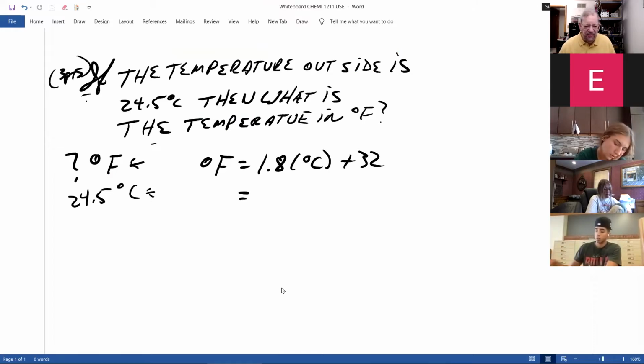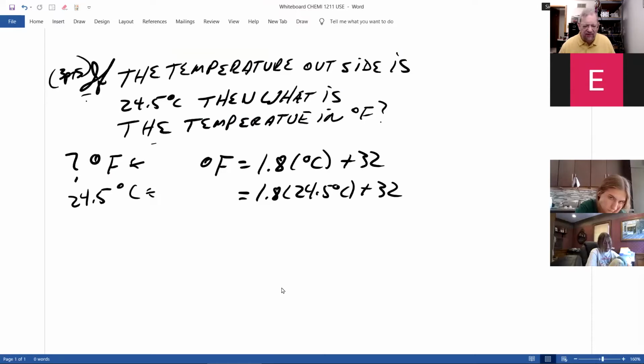And now I'll put in my degrees C. And remember, do the multiplication first, then the addition. Remember, 1.8 is an exact number and 32 is an exact number. And therefore, the only thing that will determine how many significant figures your answer has is this. How many significant figures? Hopefully all picked 3. So my answer should have 3.